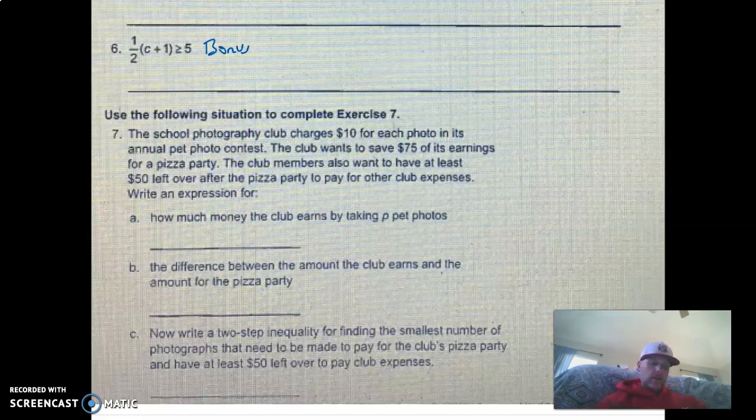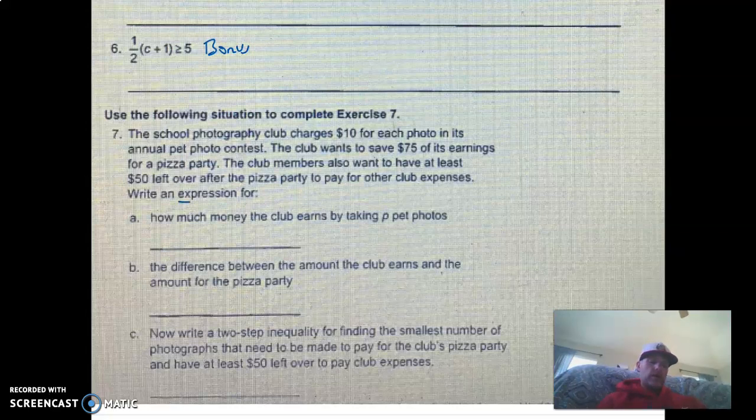Alright, so it says the school photography club charges $10 for each photo in its annual pet photo contest. The club wants to save $75 of its earnings for a pizza party. The club members also want to have at least $50 left over after the pizza party to pay for other club expenses. So write an expression.